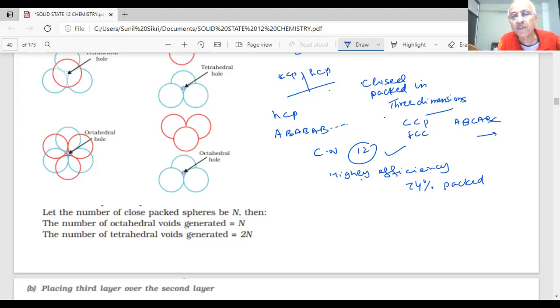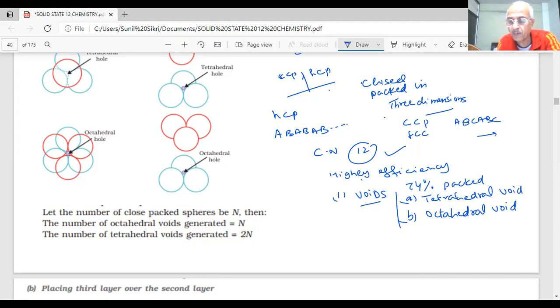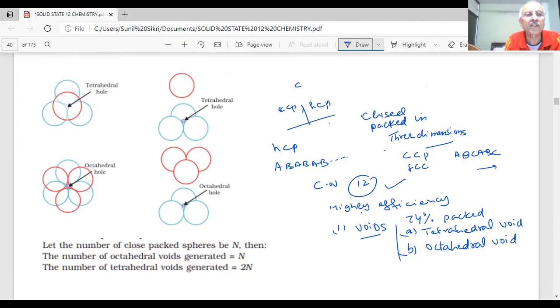Students, we have told you two types of voids. One is the tetrahedral void, on which a question is going to be asked in the paper. Second is the octahedral void. Did we tell you, yes or no? Yes, sir. We have shown the difference between these two structures, which is also on the screen. You can see the difference between tetrahedral and octahedral voids.